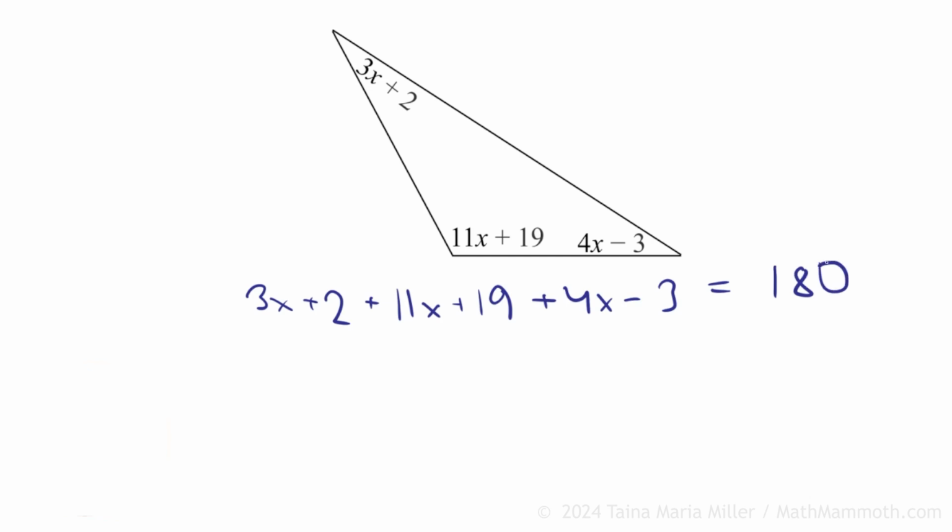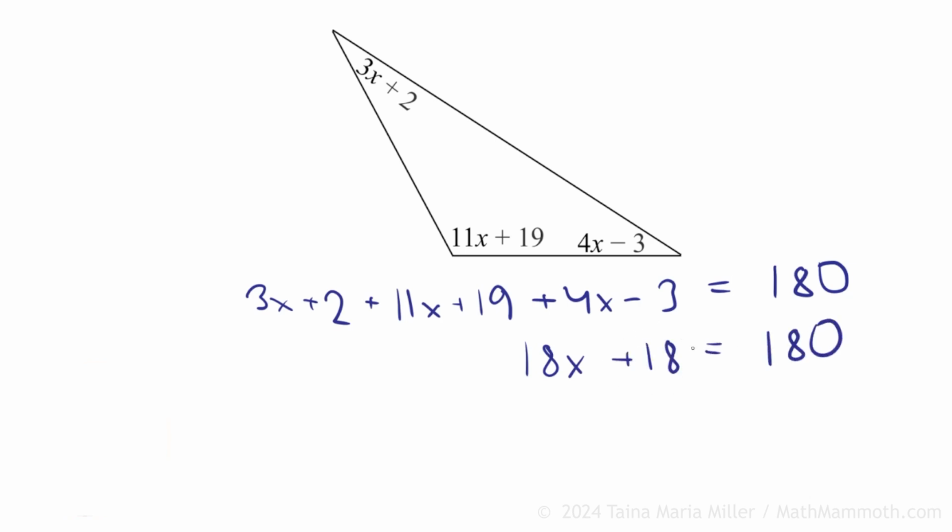What do we do in this equation? We combine these terms with x. First of all, there's 3x, 11x, 4x. So that's in total 18x. We also combine these constants. There's 21 minus 3. So that's 18.